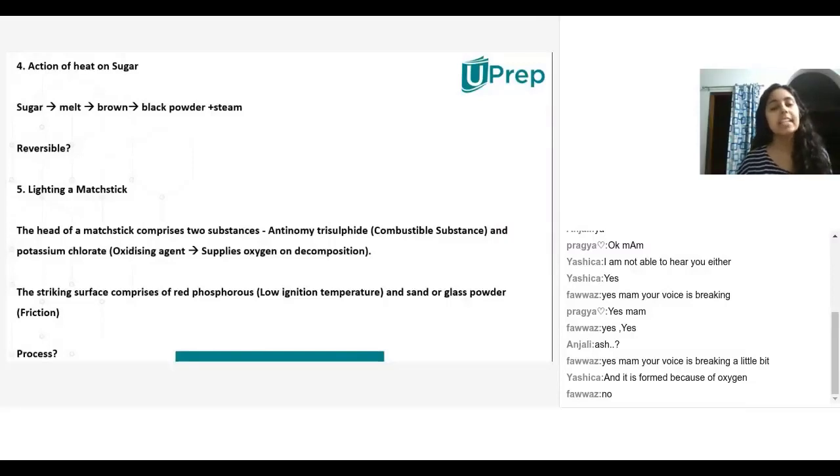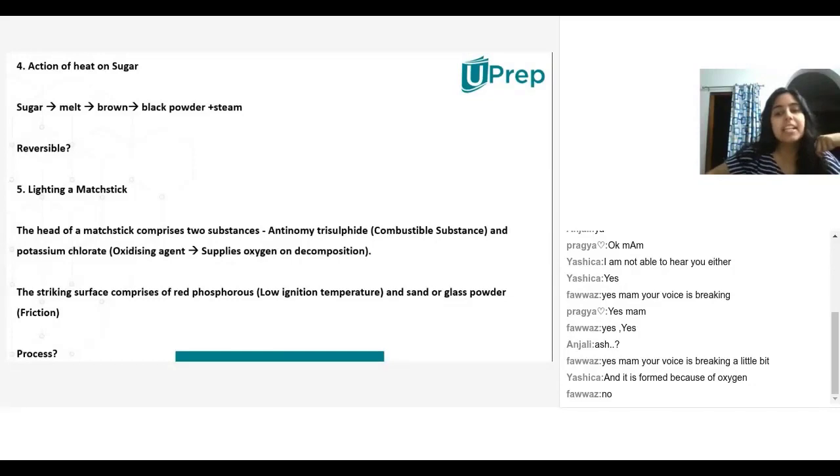All right, so now let's take a look at the next chemical reaction, which is lighting a match. You would have seen a matchstick has a head, right? And that head of the matchstick has antimony trisulfide, which is a combustible substance. What is the meaning of combustible? It will burn easily, and that's what a combustible substance means.